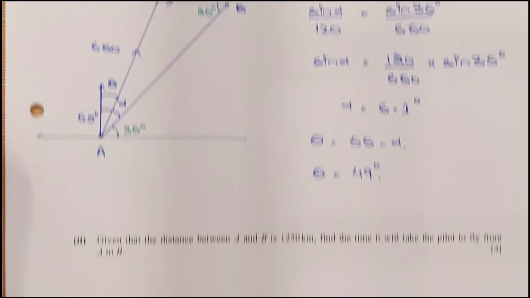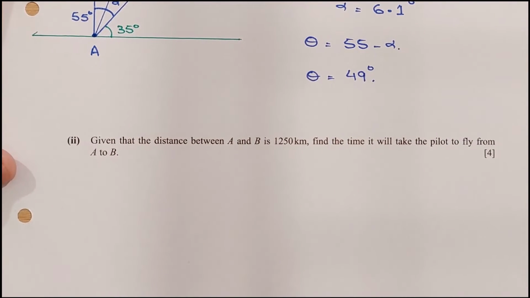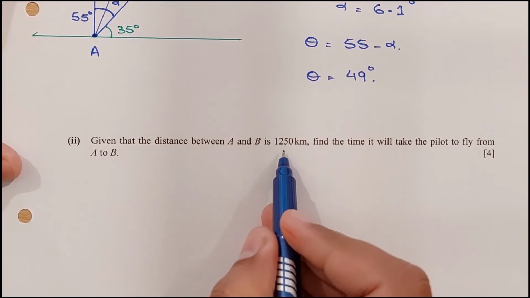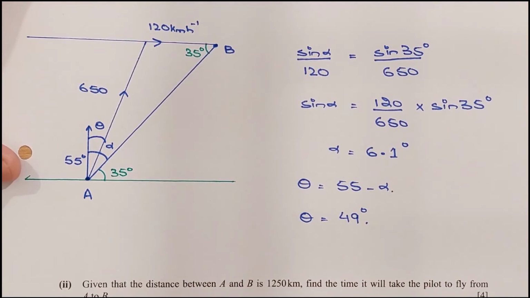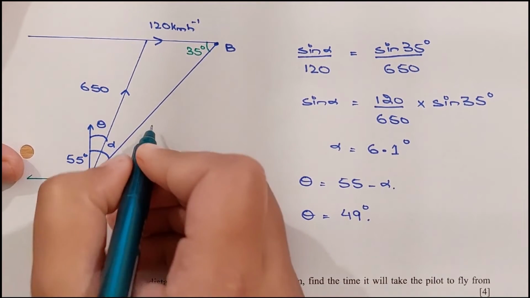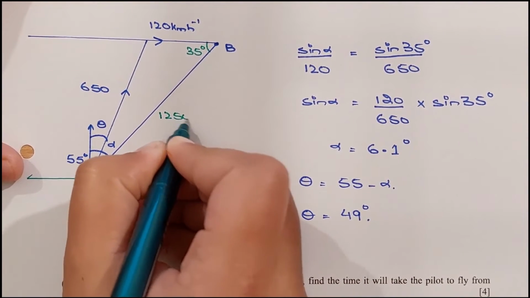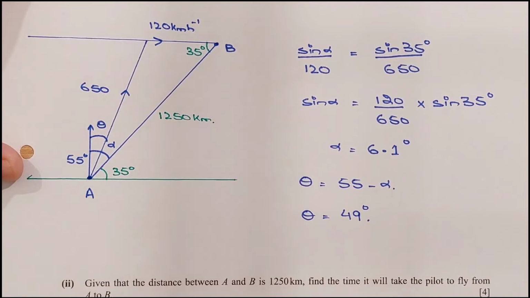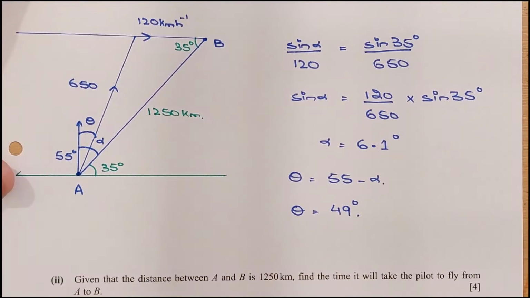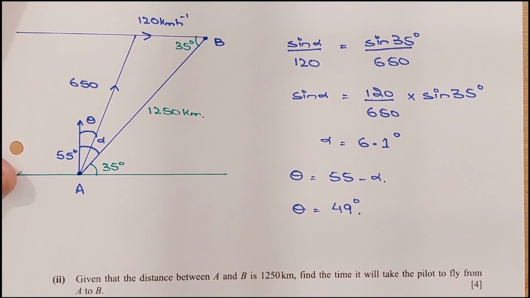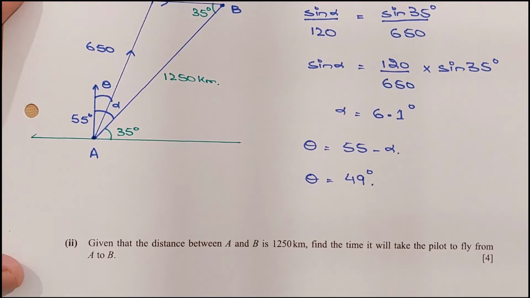Now for the second part, given that the distance between A and B is 1250 kilometers. So between A and B, we are given the distance, 1250 kilometers, right? The question is to find the time it will take the pilot to fly from point A to B. So A to B, we need to find out the time. So we have the distance, right? And we have to find the time.